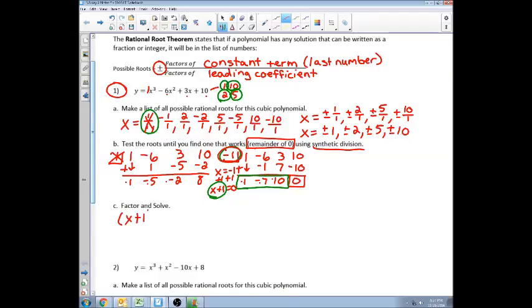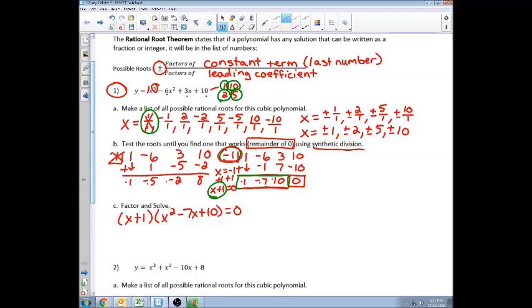So x plus 1, okay? The other factor, which we talked about last week, comes from here. Since I started out with x to the third, this is going to be x squared minus 7x plus 10. All of that's going to be equal to 0. That is how I factor using my synthetic. Now I would double check both sets of parentheses and factor it as well.